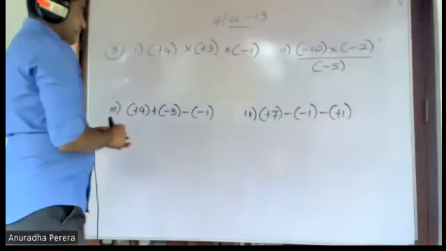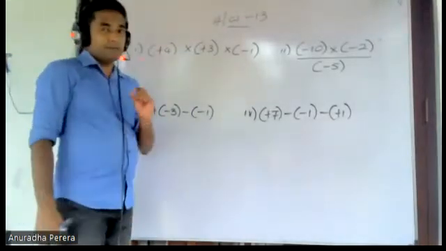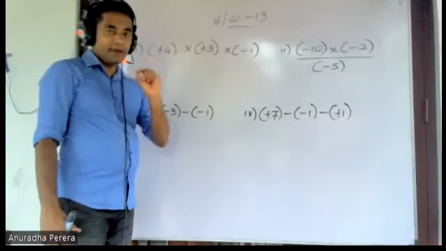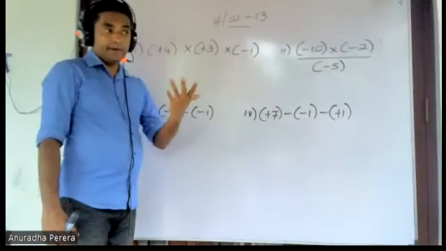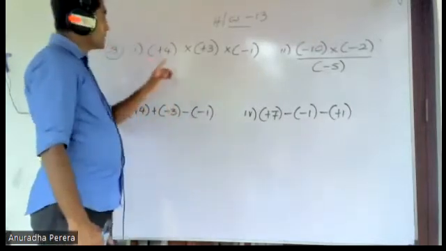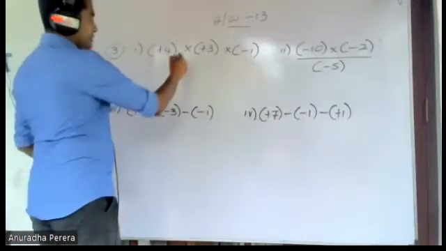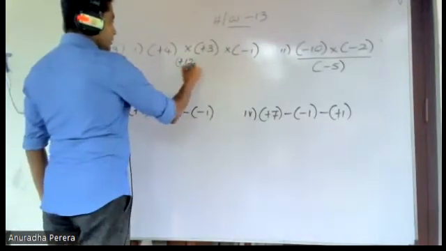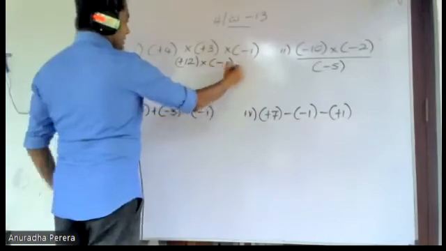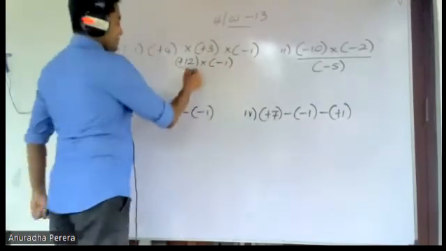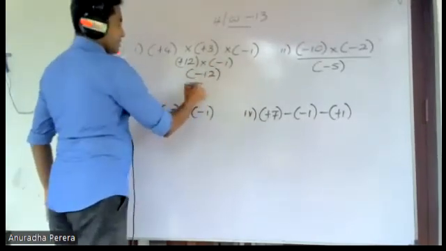First one is the multiplication. When multiplying, you have to think about 2 things. The first one, the value. Then the second thing, the sign. Plus into plus, plus. Then plus 12 into minus 1, plus into minus, minus 12.